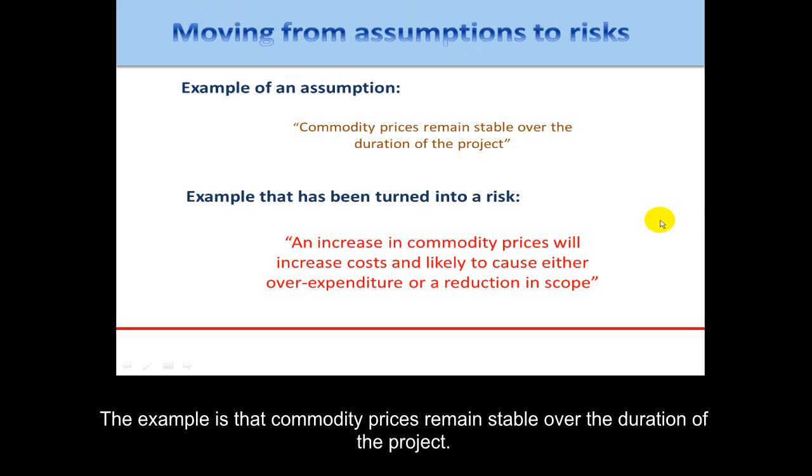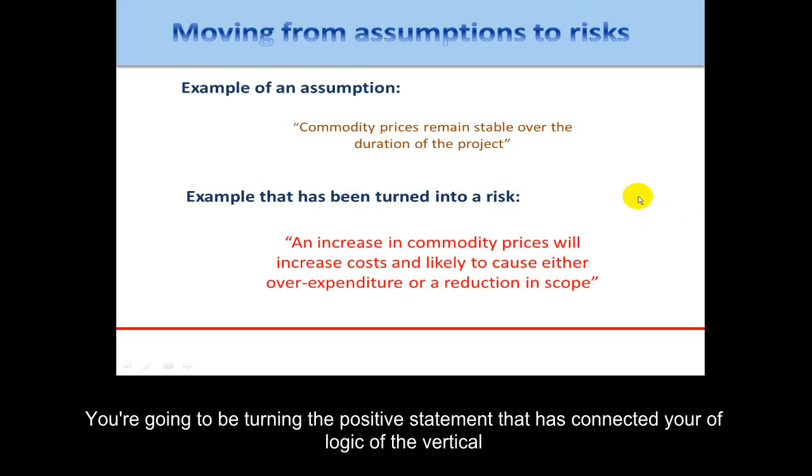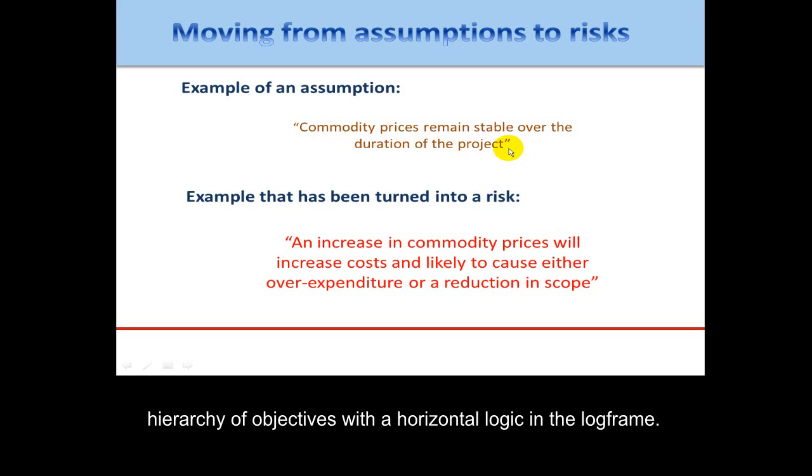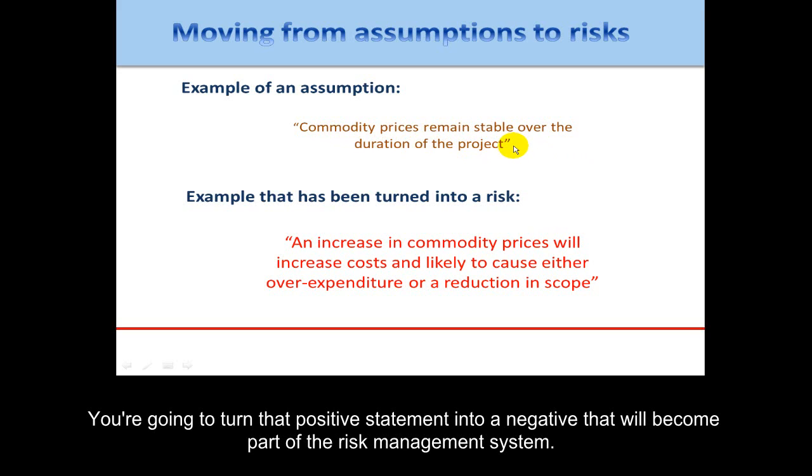You should have come up with something that is similar to the example that I have on the screen now. Basically, what you're going to be doing with your assumptions is turning the positive statement that has been connecting your logic of the vertical hierarchy of objectives with the horizontal logic in the log frame. You're going to turn that positive statement into a negative that will become part of the risk management system.